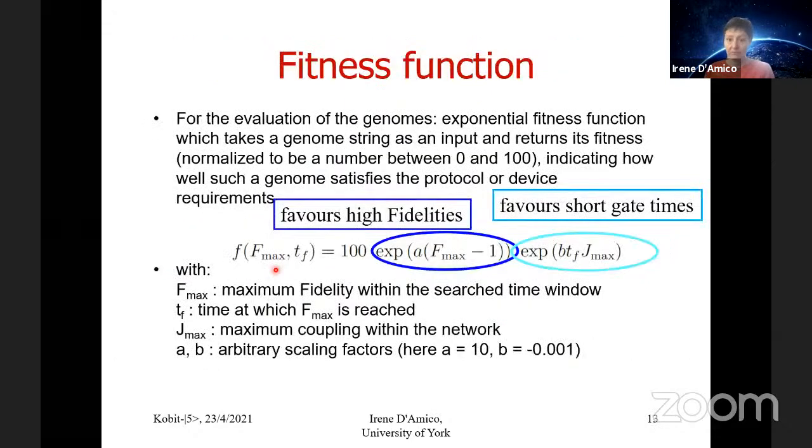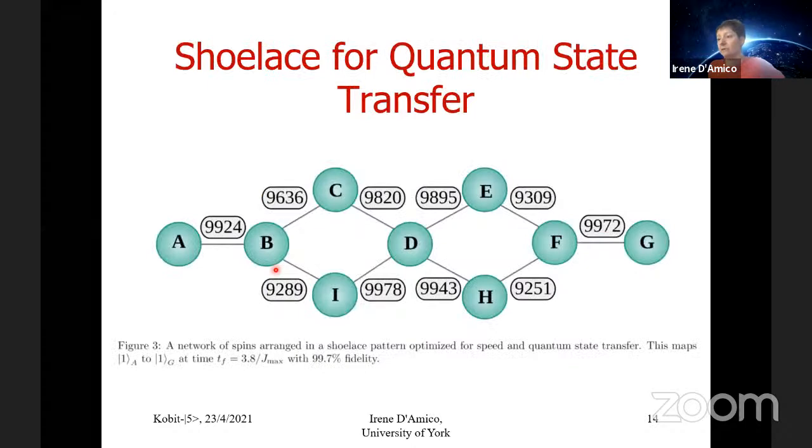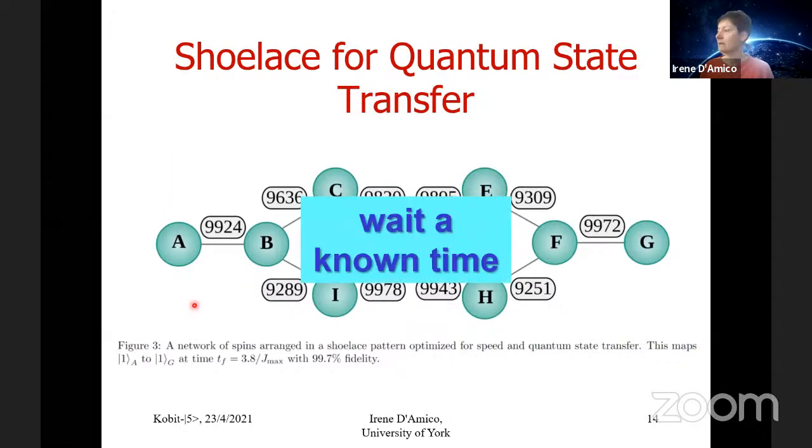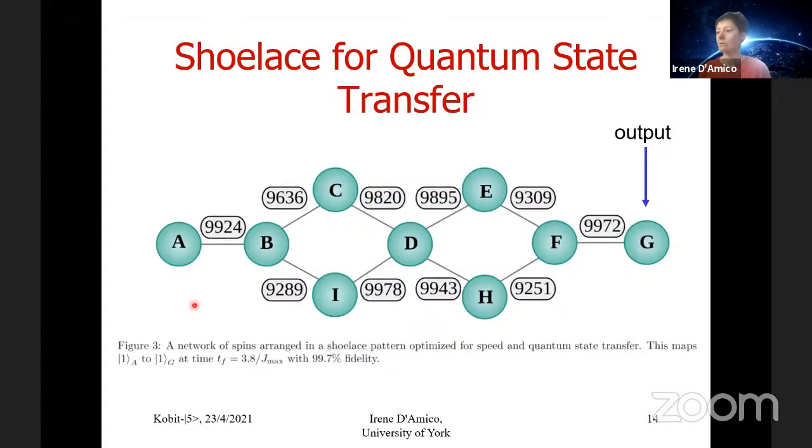So I will now jump directly to some of the examples. The first example I cite is for you just to get the feeling of it. In this case, we have looked at high fidelity transfer within a shoelace network. We have called this a shoelace network. And the idea, once more, is to have as perfect as possible quantum state transfer from qubit A, then we wait a known time, and then we get the output in qubit G. We have found that this task indeed can be performed by this network.